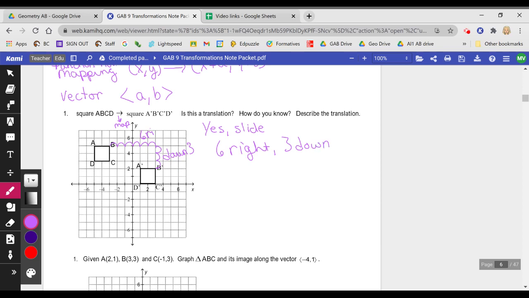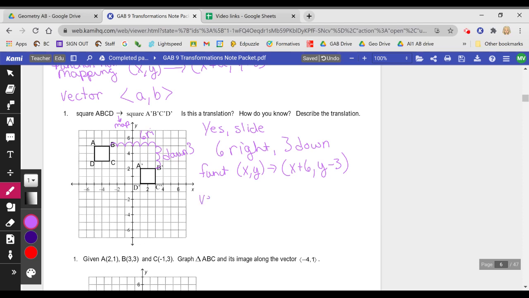Now the better way to describe that is using either our function or our vector notation. So our function notation, we would say that x comma y went to. Now 6 to the right on our coordinate grid is adding 6. So that's x plus 6, because to the right is plus. And then we went down, which is minus, so it's y minus 3.